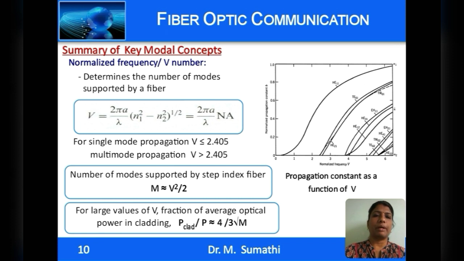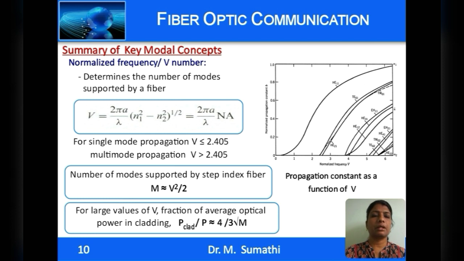Some of the parameters of the modal concept. First is the normalized frequency, or V number. This gives the number of modes supported by a fiber and is given by the expression V equals 2 pi a by lambda times the square root of n1 squared minus n2 squared. We already know the numerical aperture is equal to the square root of n1 squared minus n2 squared, and substituting that, we have V number equals 2 pi a by lambda times the numerical aperture NA.